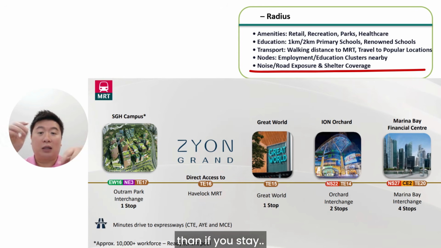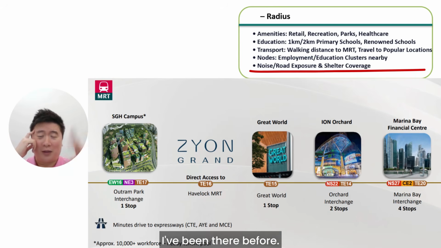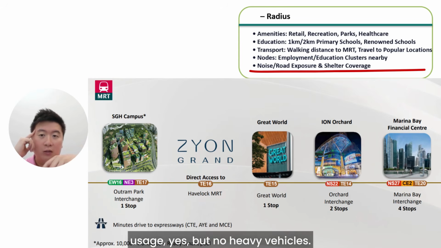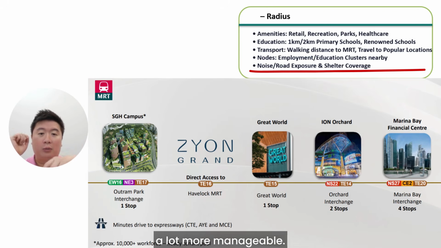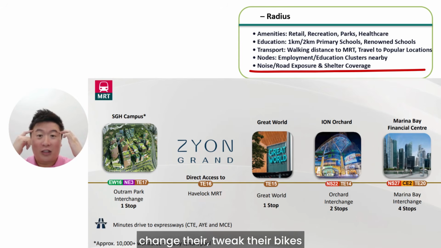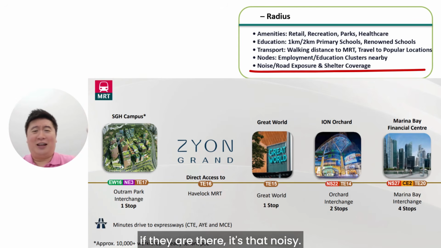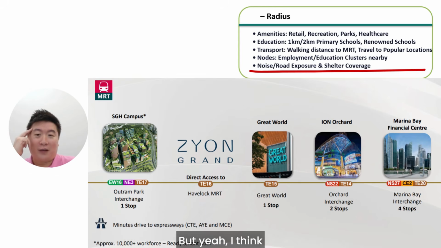It's definitely better than if you stay in say Pasir Panjang right beside the West Coast Highway. I can tell you that is a lot worse because I know somebody who lives there. I've been there before. It's a lot worse. So these two roads, heavy usage yes, but very few heavy vehicles, which makes the noise a lot more manageable. Of course, if there are those motorbikes that purposely tweak their bikes to make the exhaust super noisy, you cannot help it, no matter where you are. I also don't understand when those people grow out of that phase, but I think eventually they will.